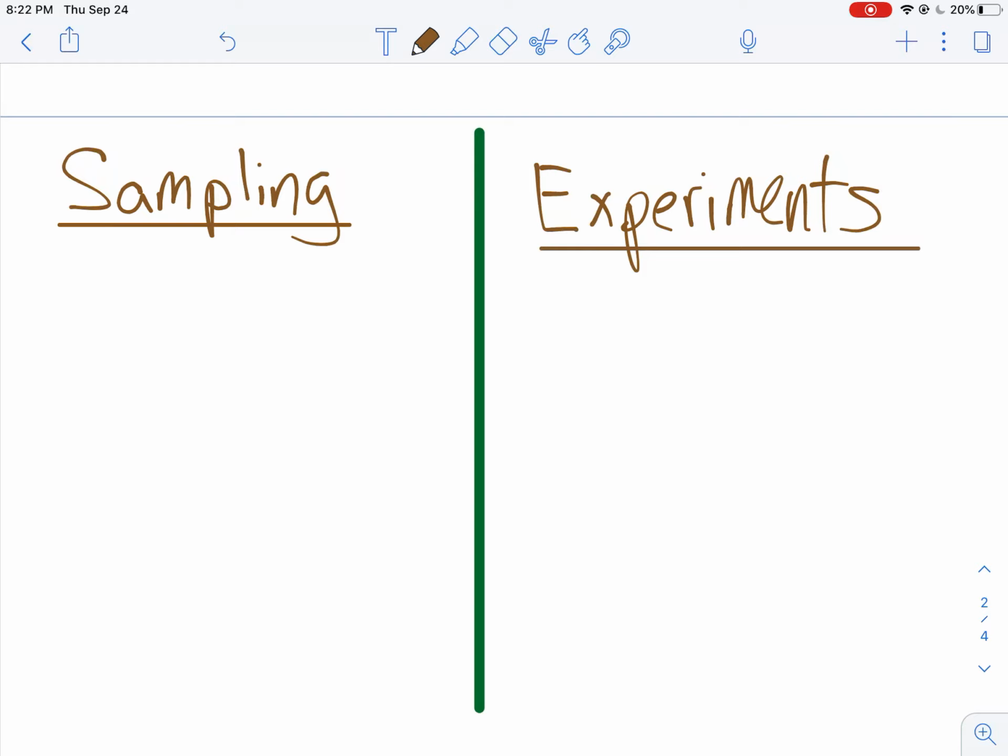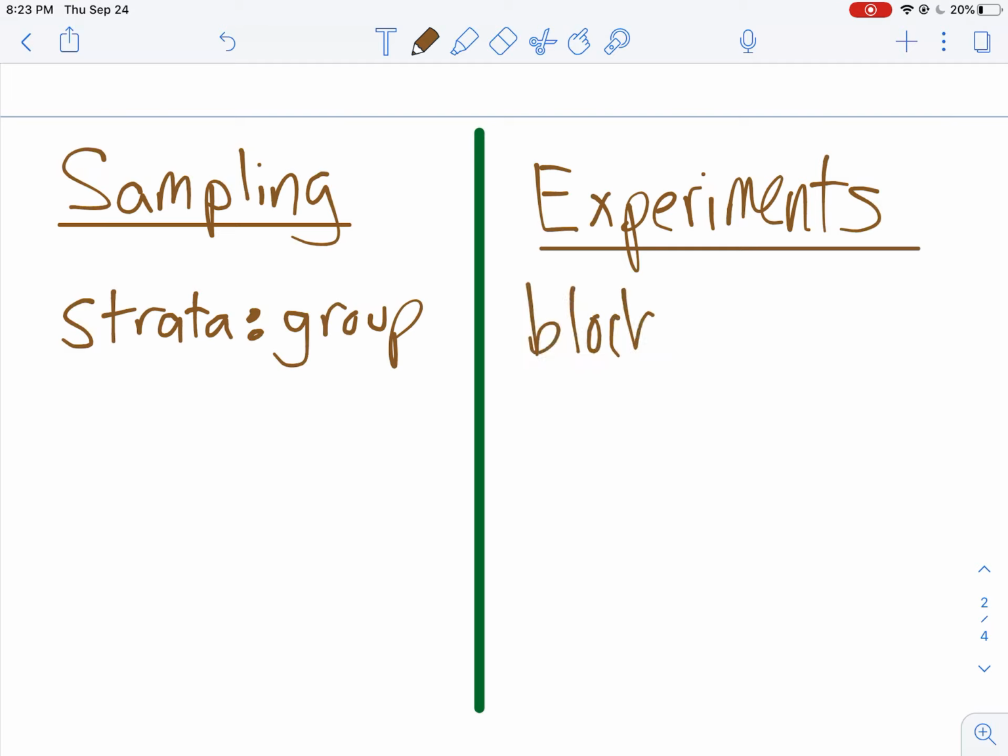So here are the things you want to think about, right? First of all, in sampling, we tend to have strata when we make groups. Those are our groups when we're sampling. You do not have strata, or you don't do stratifying, within an experiment. That's what's called blocking, right? That's when you group in experiments. That's blocking, when you account for those variables.